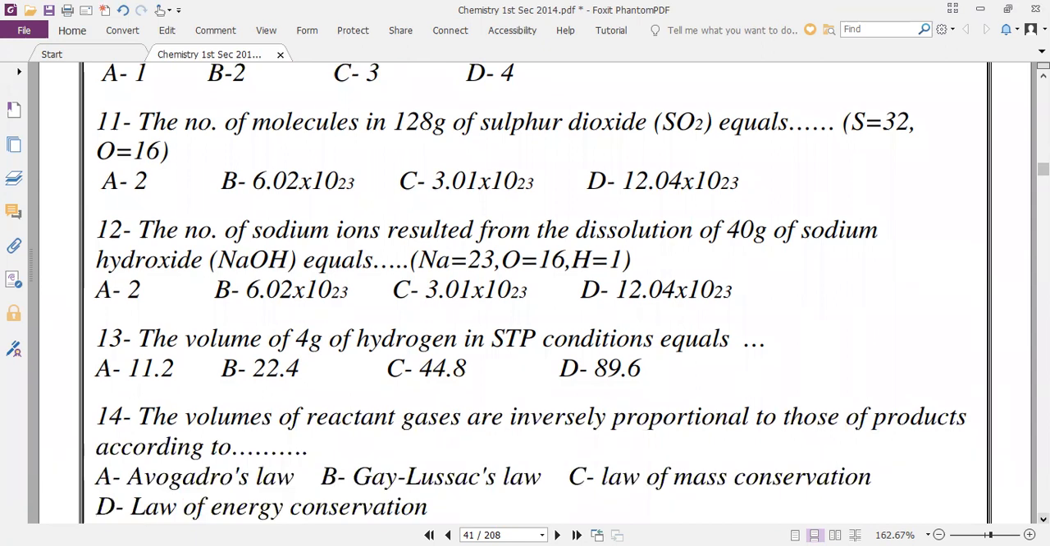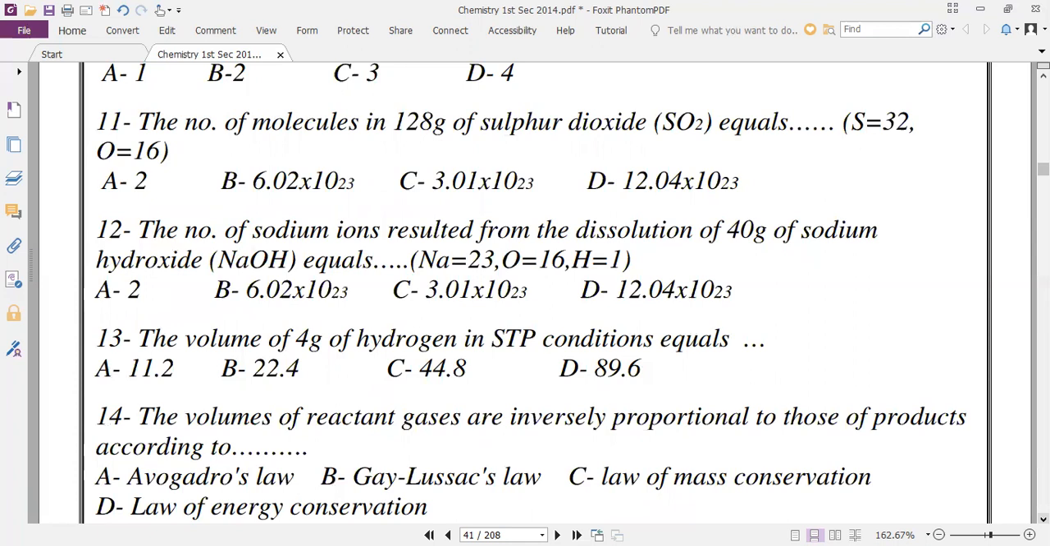Number 11 is the same way as sodium. The number of molecules in 128 grams of sulfur dioxide. Okay, number of molecules. Number of molecules equals what?